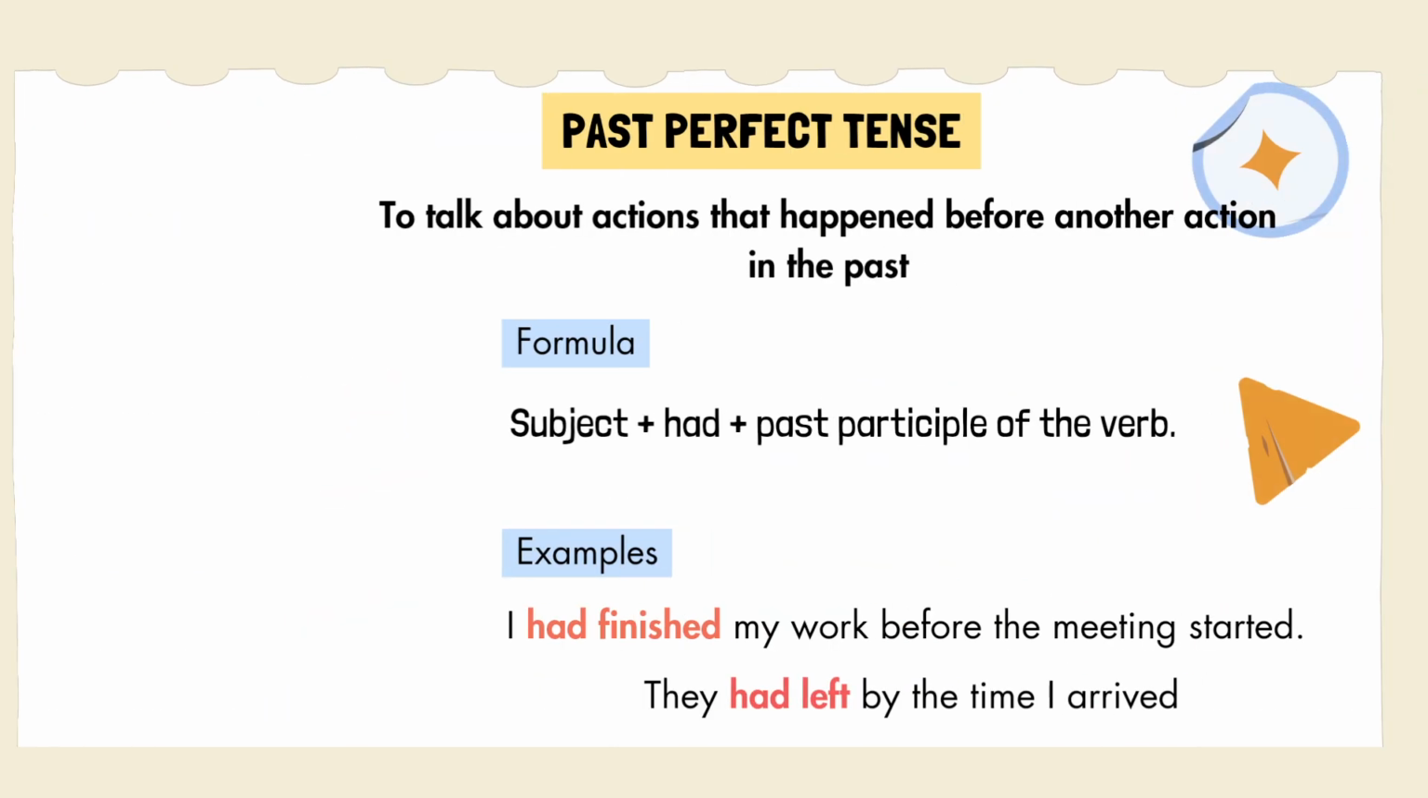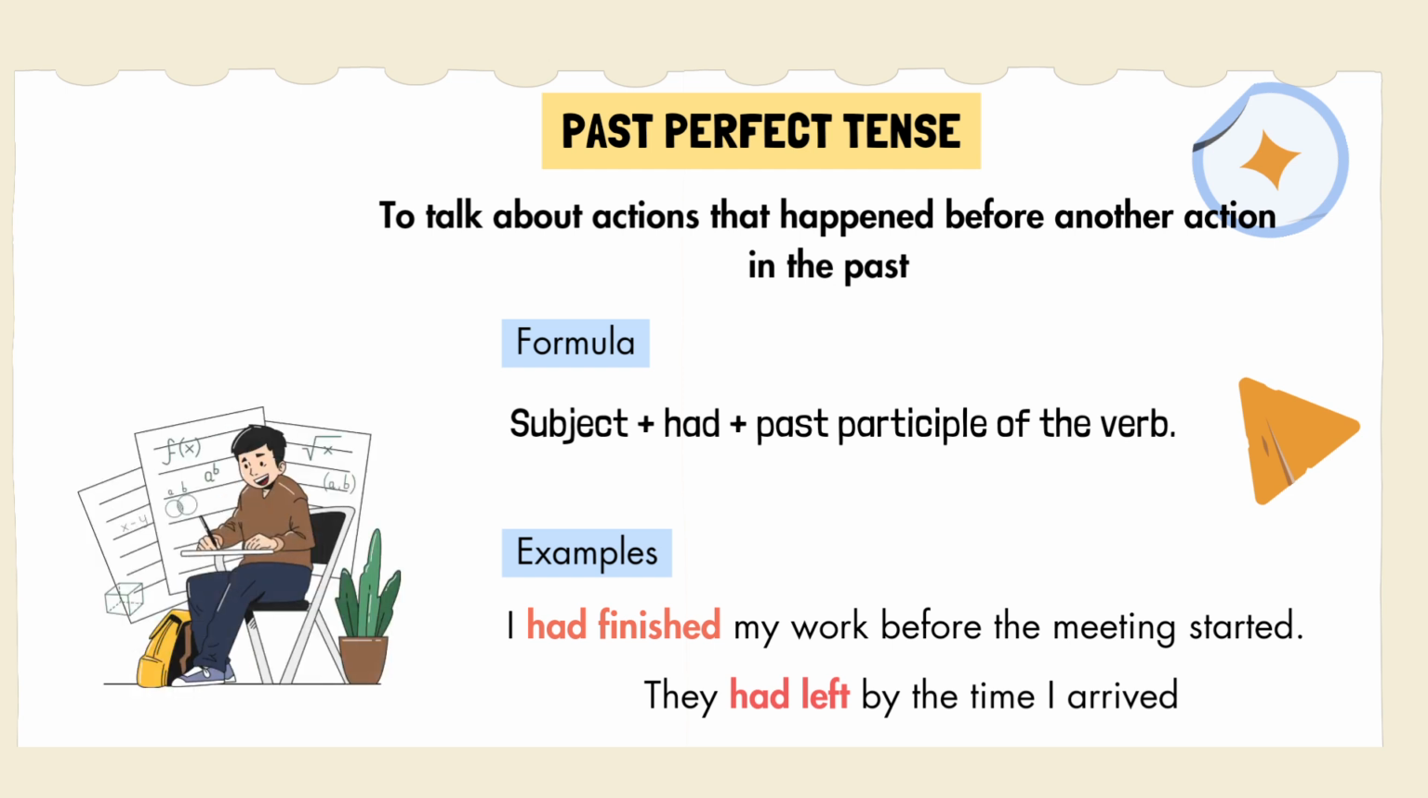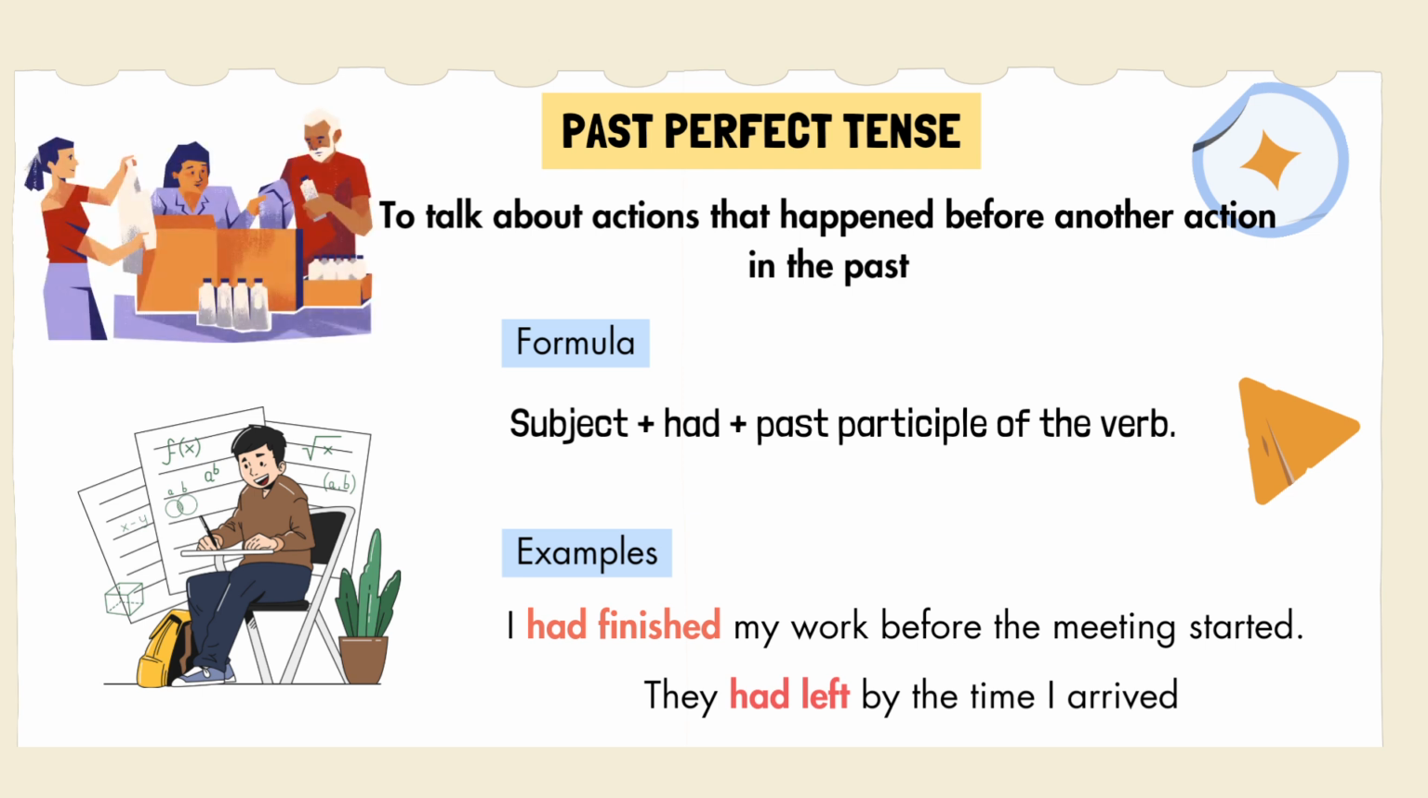Then, there's past perfect. To talk about actions that happened before another action in the past. Formula is subject plus had plus past participle of the verb. For example, I had finished my work before the meeting started. They had left by the time I arrived. Had is the key word here, it shows that this action happened first.